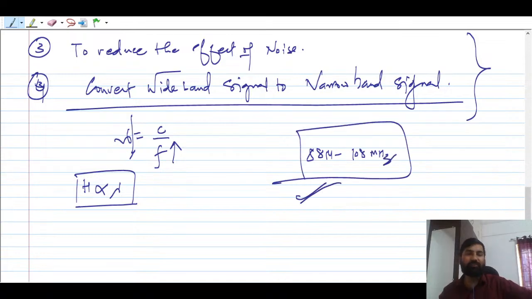If the frequency is pretty high, then the height of the antenna is going to be low. That is very important to understand, right? So before you send a message signal, you need to prepare your message signal.